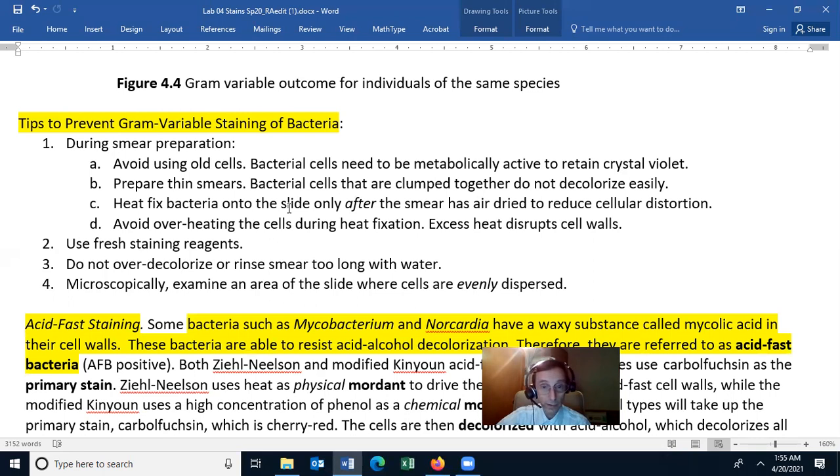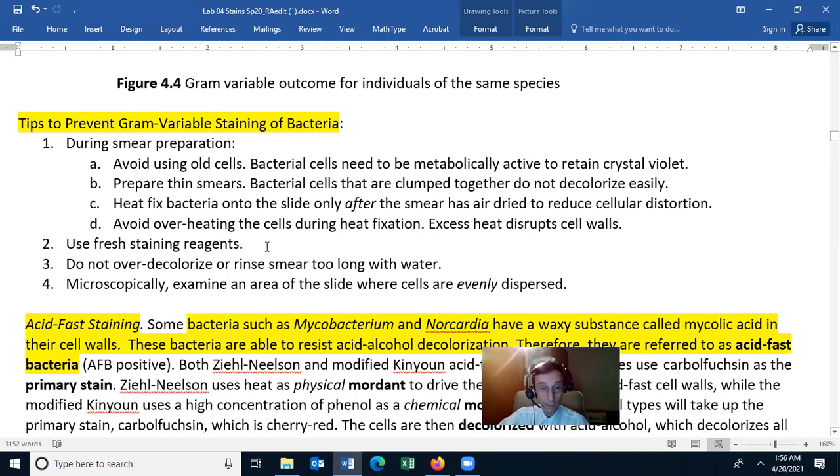Heat fix the bacteria only after the smear has been air dried. If you don't do that, you cause the water to evaporate in the cells, and that destroys the cell wall. And so the staining won't be correct if you do that. Avoid overheating the cells during heat fixation. And if you overheat, the cells will literally start to melt. And of course that will destroy the cell walls as well.